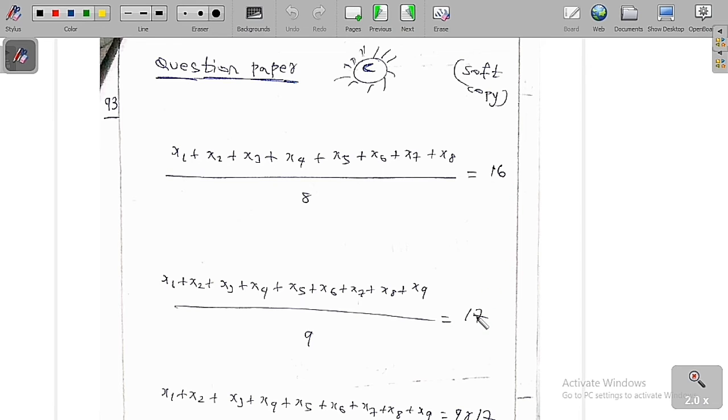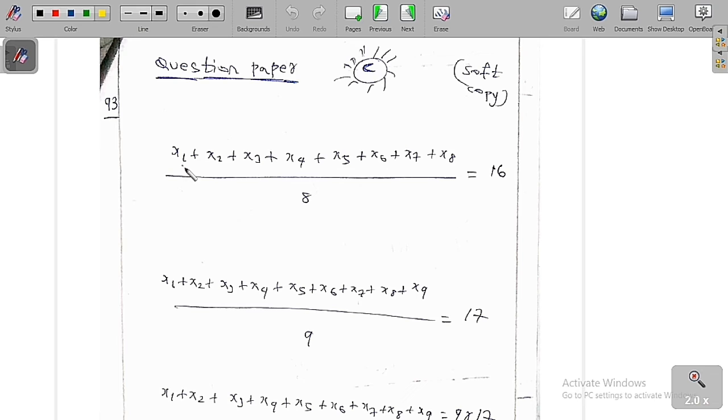But now a new boy was added, and the average age increases by 1 year. Previously it was 16, it increases by 1 year, so it will now become 17. But now you have to include the other person also. Let me assume its age is x9. As there are a total of 9 people, you go for average by 9. So x1 plus x2 plus x3 plus x4 plus x5 plus x6 plus x7 plus x8 plus x9 by 9 is equal to 17. If I take the 9 to this side, I get x1 plus x2 plus ... plus x9 is equal to 9 into 17.